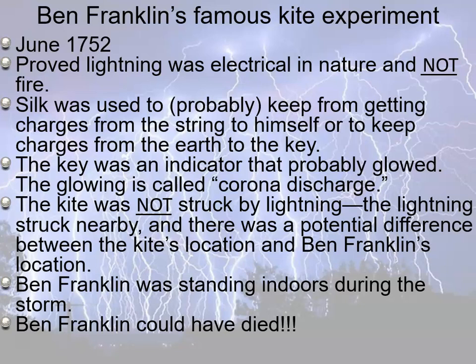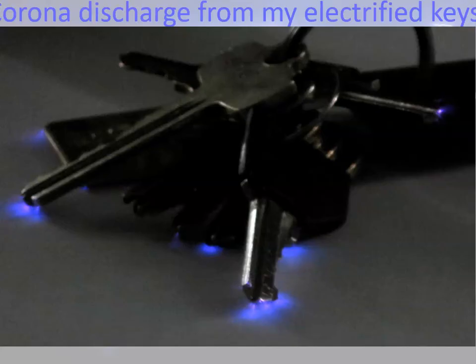Franklin himself was indoors, but because of the fact that there was a large potential difference between where the lightning struck and where he was standing, and that he was potentially connected by that kite string between a place near where the lightning struck and where Ben Franklin was, he could have died, especially if the lightning actually had struck closer to or on the kite.